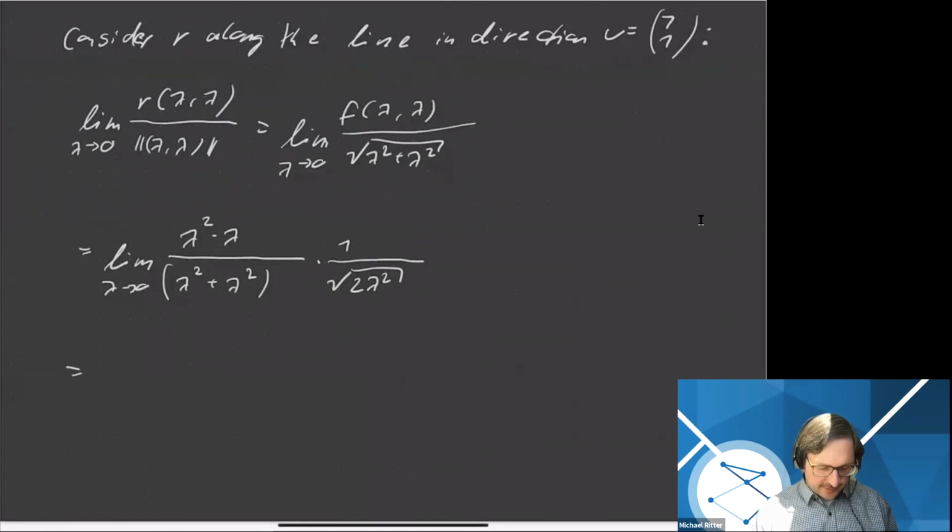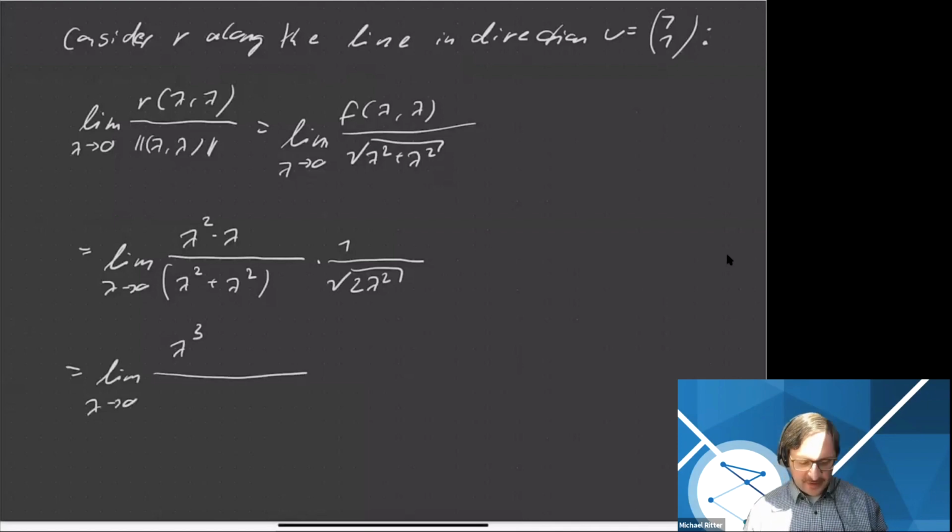Okay, so that comes to the limit as lambda tends to 0. So what do we get here? We have lambda to the third here, and in the denominator, we have 2 times lambda squared and square root of 2 times square root of lambda squared.